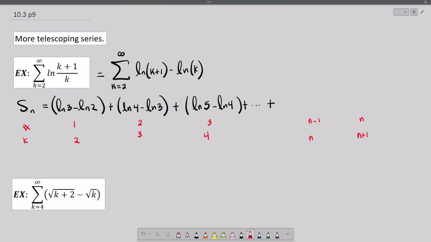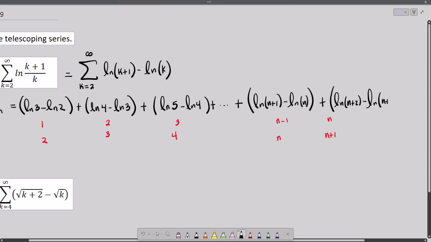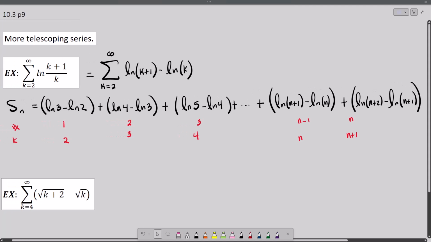All right, so let's plug in the k value then of n first. So this will be natural log, plugging in an n right there, natural log of n plus 1, minus natural log of n. So that is our n minus first term. And our nth term, we're going to plug in a k value of n plus 1. So it's going to be n plus 2. Plugging in n plus 1 there, we're going to have natural log of n plus 1. So now we have our S of n.